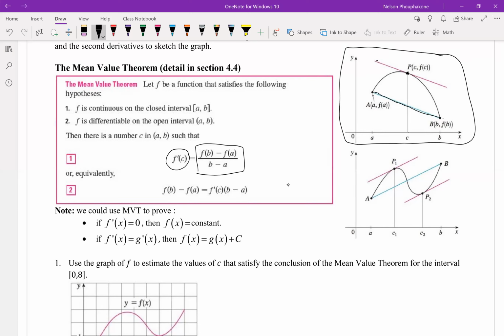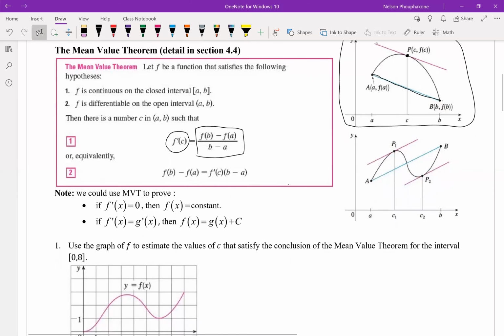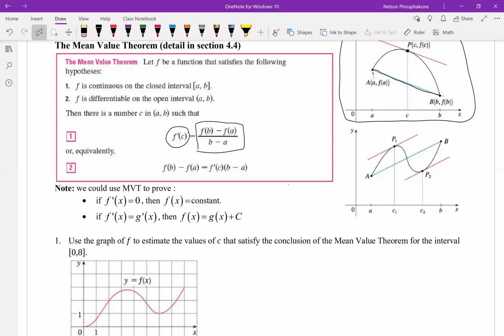And what is the use of the mean value theorem? We can use it to prove that if f'(x) = 0, then f must be a constant. And if f'(x) = g'(x), then f(x) = g(x) + c. The detail is in section 4.4. You can check it out.